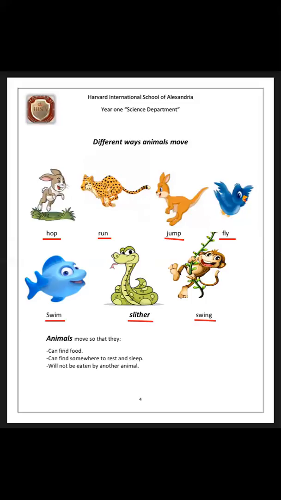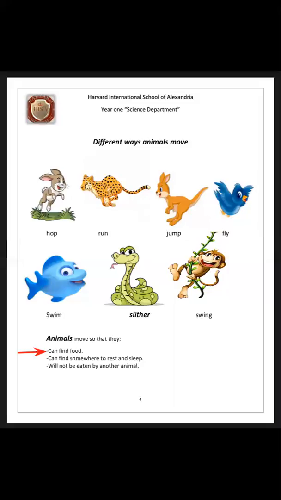Why do animals do so? Why do you think animals move from one place to another? What's the importance for an animal to go from here to there to everywhere? Why do you think? Okay, there are 3 reasons they move from one place to another. So they can find food. This is very important. They need to find food and water. So they go from one place to another.